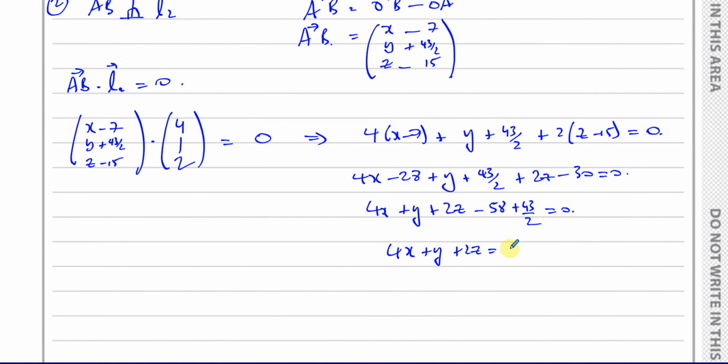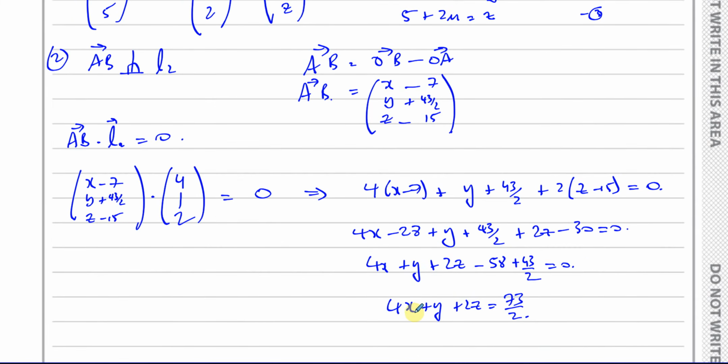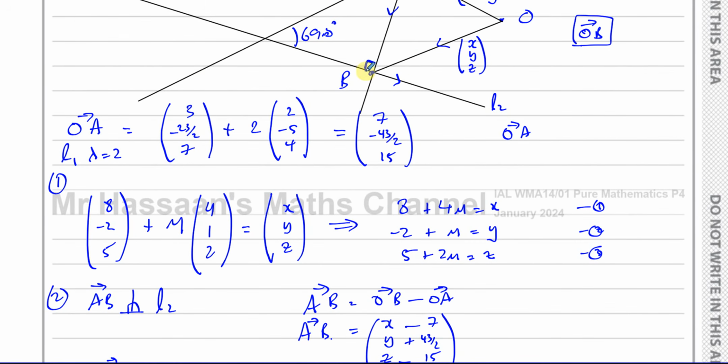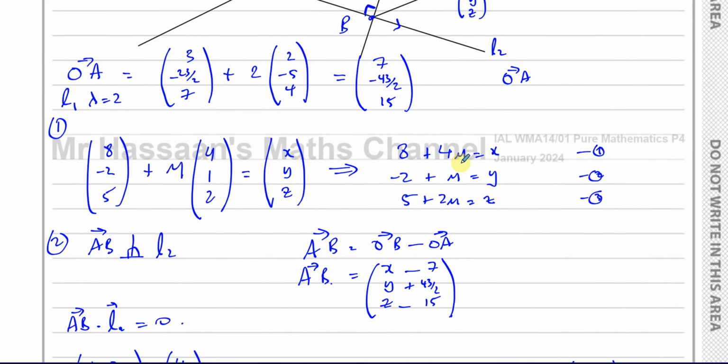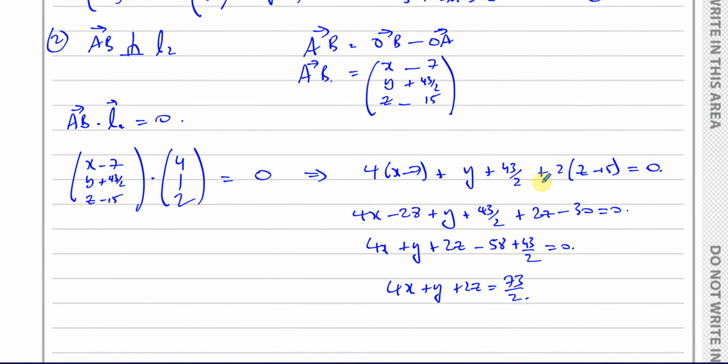Okay, so we add that to both sides, so that'll be 73 over 2. So now what we can do is use the fact that we now have x equals 8 plus 4 mu, and y equals minus 2 plus mu, and z equals 5 plus 2 mu, and we can substitute those into here, and that will tell me the value of mu, where B is, and then we can find out the position vector of B. So it's a bit long, this type of question, but that's how we go about doing it.